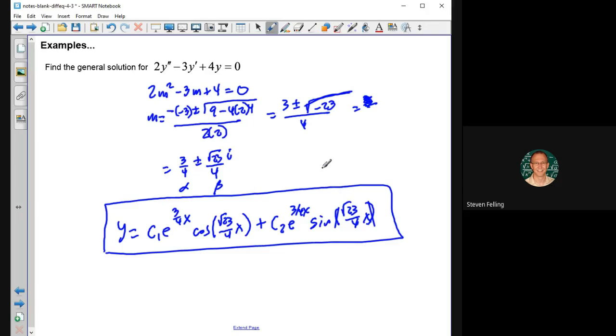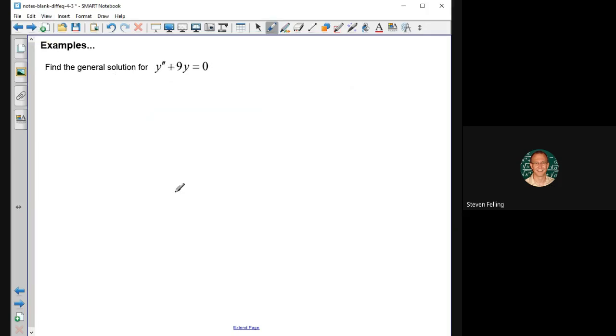Okay, let's get a couple more examples here. Find the general solution for this. So linear, homogeneous, constant coefficients. We have m squared plus 9 equals 0. Okay, so I could go ahead and just solve this. We can't really factor directly, but what if we did this? M squared is therefore equal to -9, so m is plus or minus the square root of -9, which is plus or minus 3i. So this is a complex number.